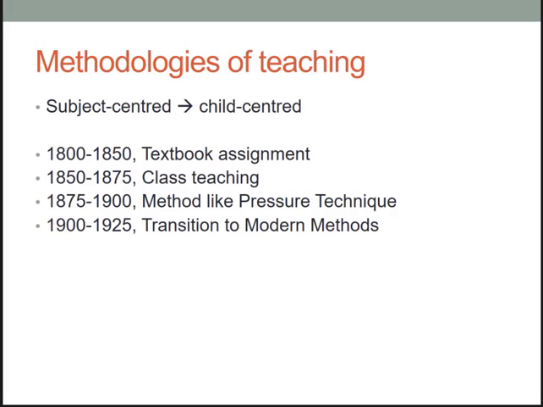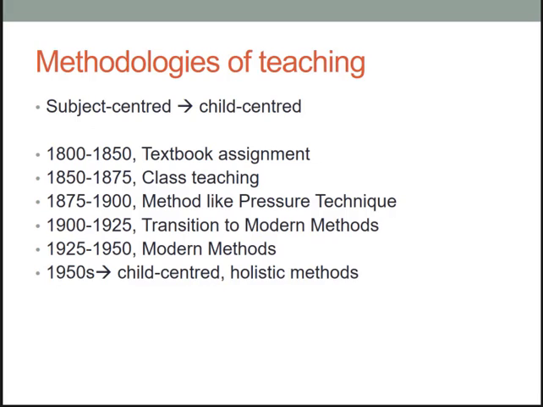In the early 20th century is when we start to see transitions to what we would call more modern methods, where the evolution of child psychology and the psychology of teaching starts to evolve. And then 1925 to 1950, what they called modern methods was the norm. After the 1950s, you start to see more child-centered and holistic methods of teaching. And then by the 1990s, we start to see a return to more subject-centered types of teaching.